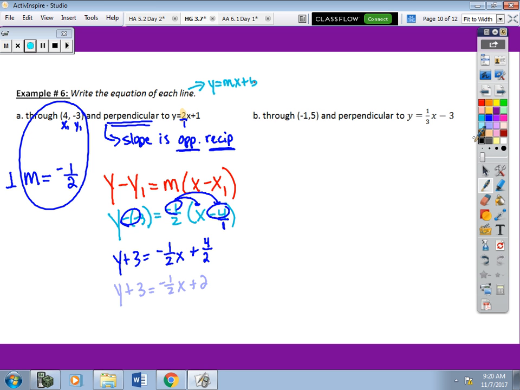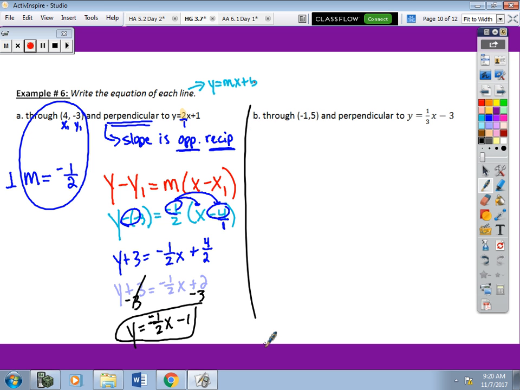Last step, solve for y, so we use inverse operations to subtract 3. 2 minus 3 is a -1. And make sure that that looks like a negative, either in the front or in the top.